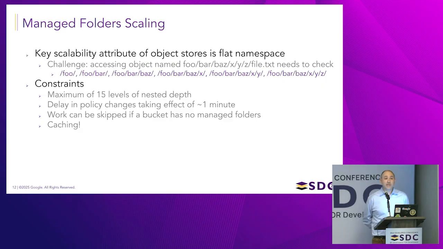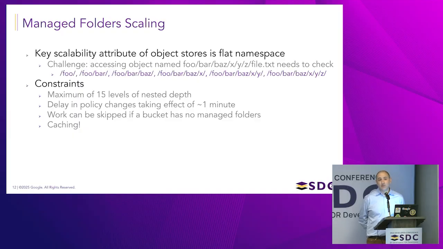There are some challenges here to scale this, right? One of the key scalability attributes of object stores is that you have a flat namespace. You can scale widely horizontally because each object is independent, except for the bucket. But for example, if you're accessing an object named foo/bar/baz/x/y/z/file.txt, you may need to check all of these prefixes to see if there's a managed folder at that level. So now one object operation can fan out to multiple managed folder operations to find out if there's an IAM policy at that prefix.